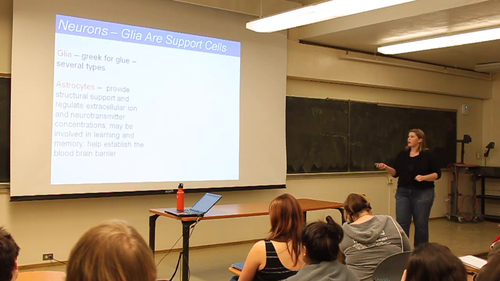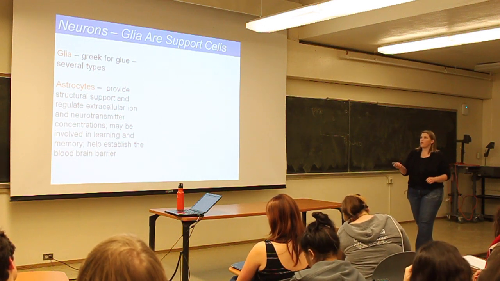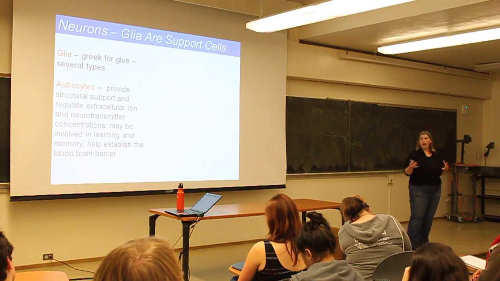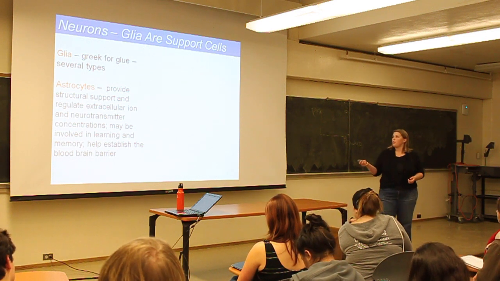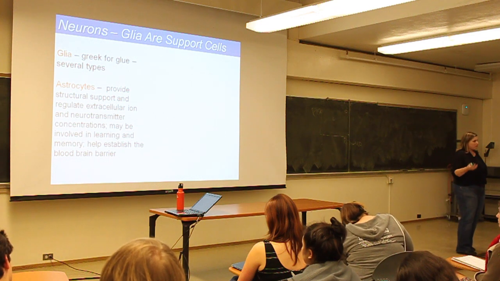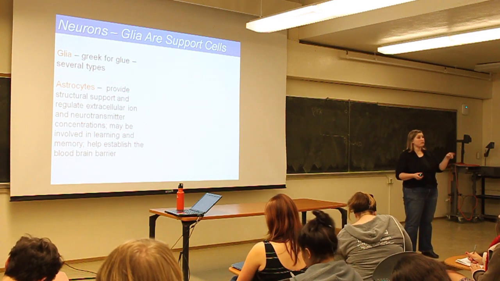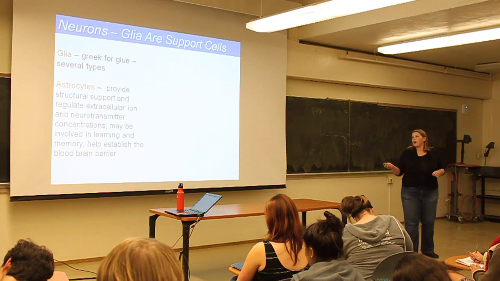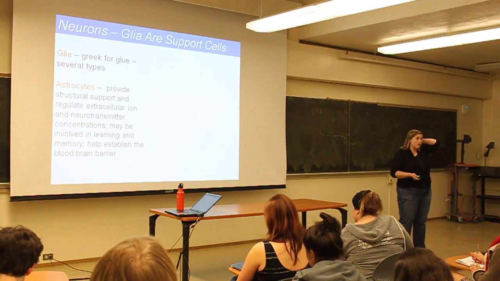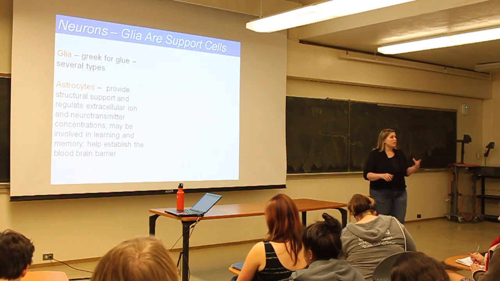Okay, so another word I wanted to introduce to you is this term glia, which is Greek for glue. These are all the support cells in the brain. So the brain is not just made up of neurons. There's a whole bunch of other cells that help the brain and all of the rest of your nerves function. One of the big ones are called astrocytes, and they do a lot of different things. They provide some structural support for neurons. They help regulate the ion concentration that surrounds the neuron for really important reasons, which we'll get to in a minute. And somewhat more recently, research has shown that astrocytes are also involved in learning and memory. So they're not just a support structure, they take an active role in these processes.